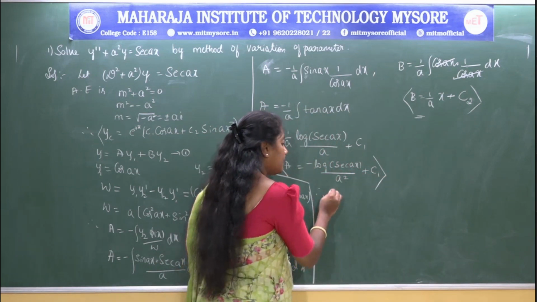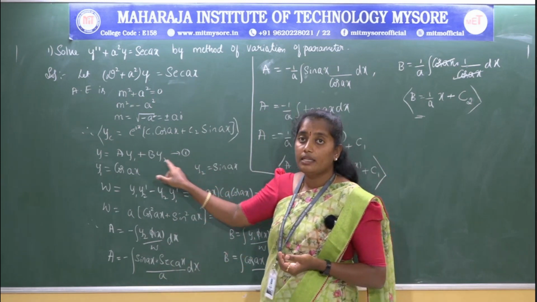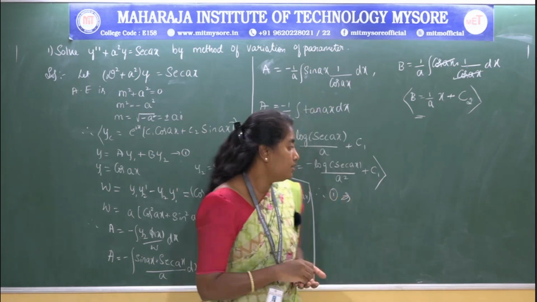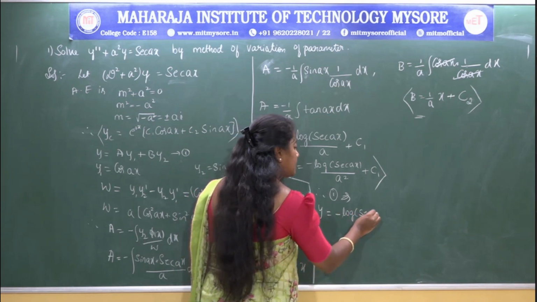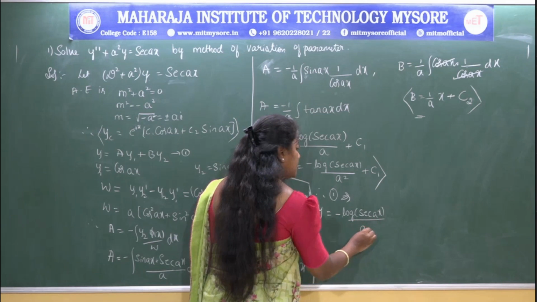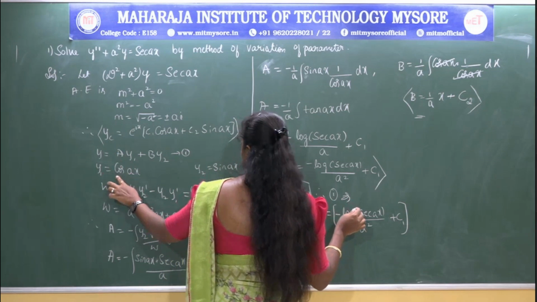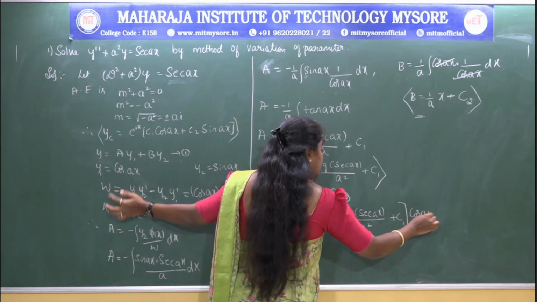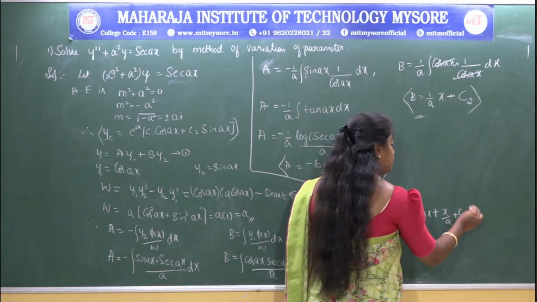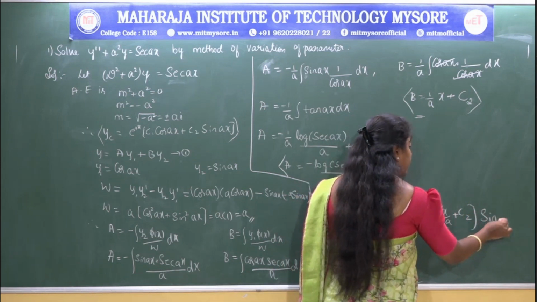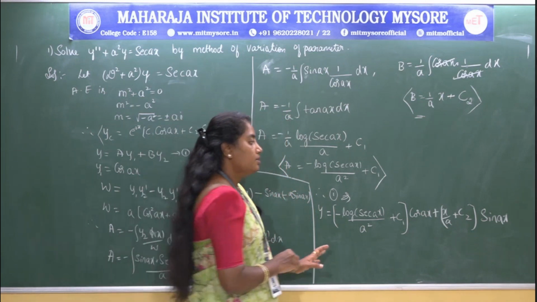So to get the solution we have to substitute the obtained A and B in equation number 1, that is A into y1 plus B into y2. The value of A is equal to minus log of secant ax divided by a square plus c1. This is A into y1. What is the value of y1? That is cos ax, plus the B value. The B value is x by a plus c2, into the y2 value, that is sin ax. The value of y2 is equal to sin ax.